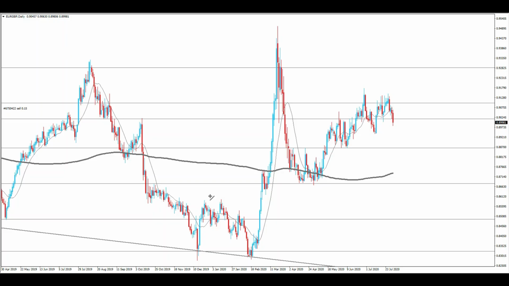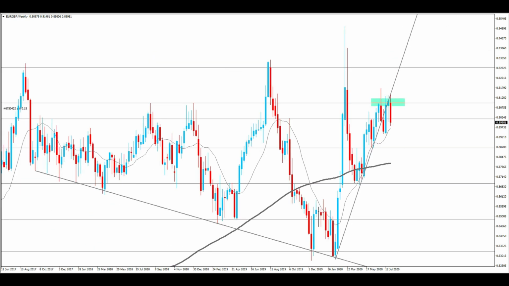Okay, so for Euro GBP, we'll start on the daily time frame. We have this upwards trend in the market with this trend line. Price was giving us those higher highs and those higher lows, giving us that upwards trend. And then recently we had a break of that trend line, and it looks like price has been coming back to retest that same trend line and this area in the market here.